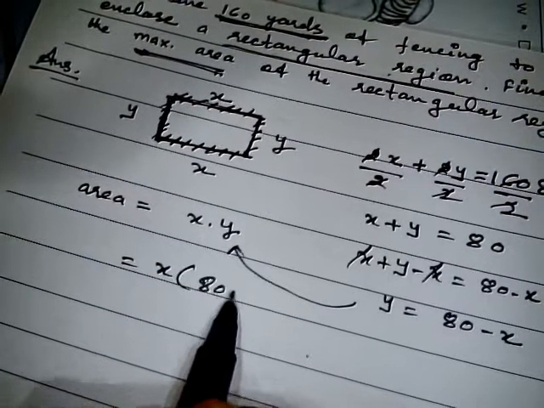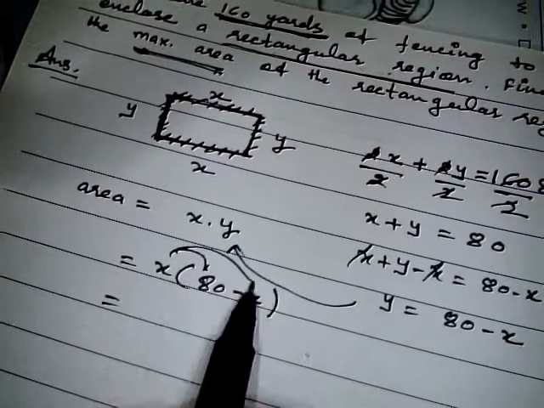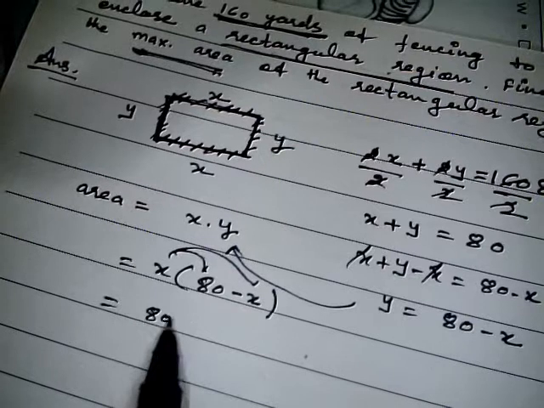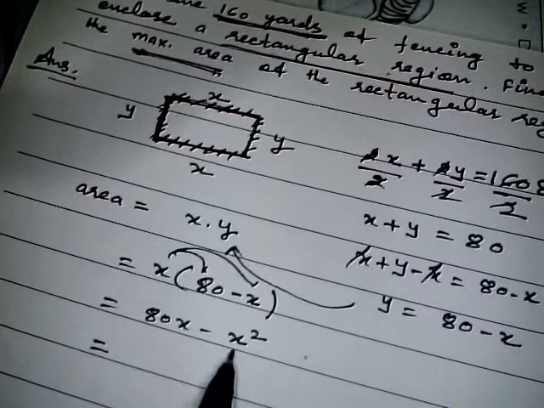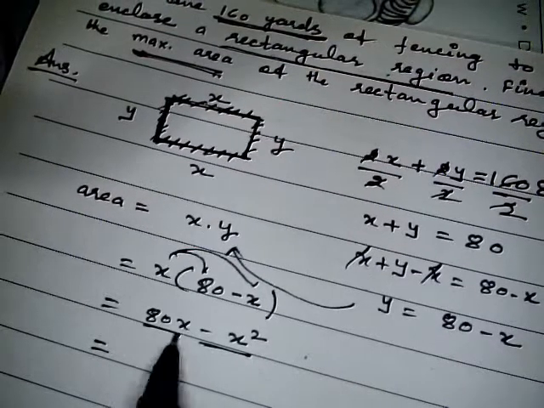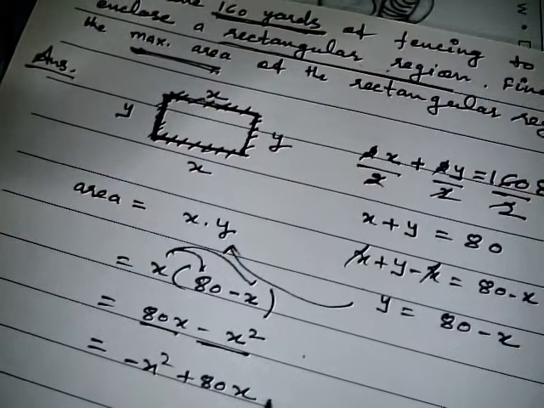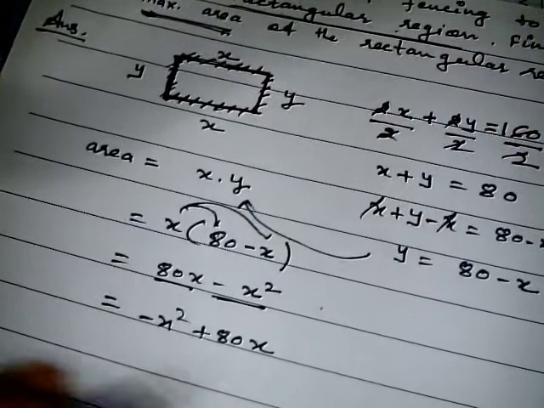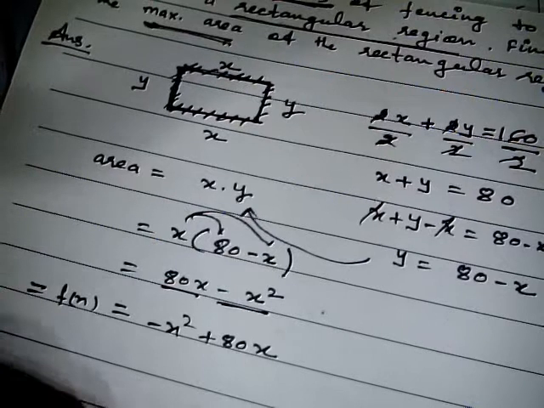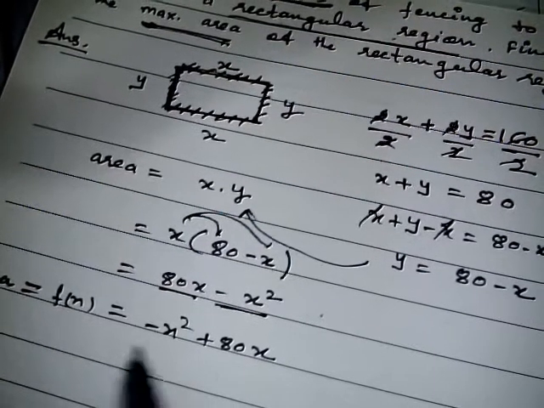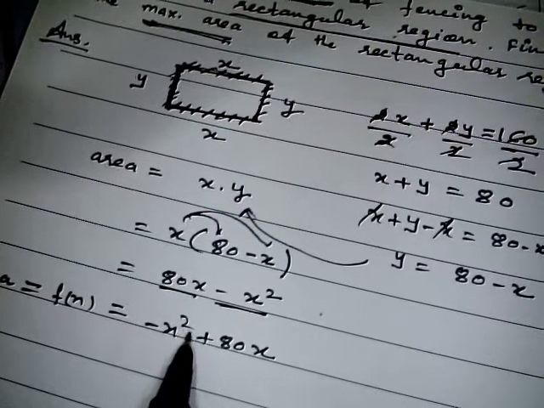Now you need to open this and distribute the x. So x times 80 is 80x, minus x times x, which is x squared. Now I need to write in order, first the x squared term and then x, so negative x squared plus 80x. Now you can see this becomes a quadratic function. So area is a function of x, written in terms of x, and the highest degree of x is 2, so it is a quadratic trinomial.